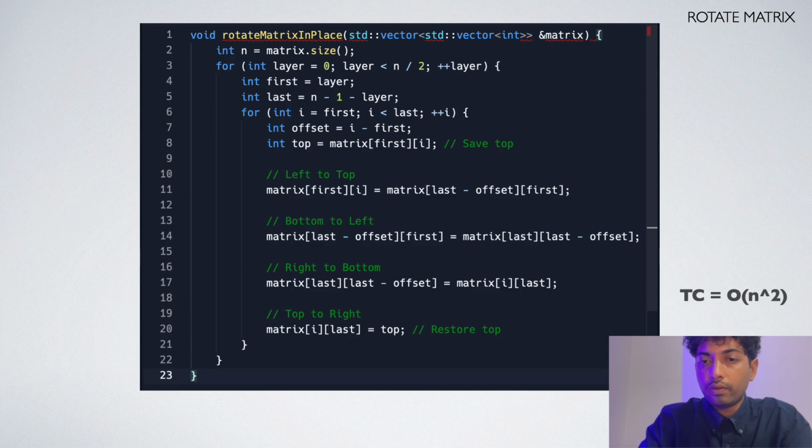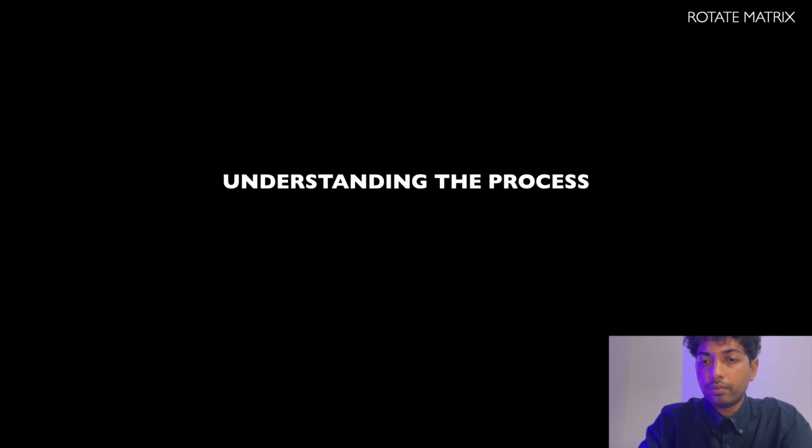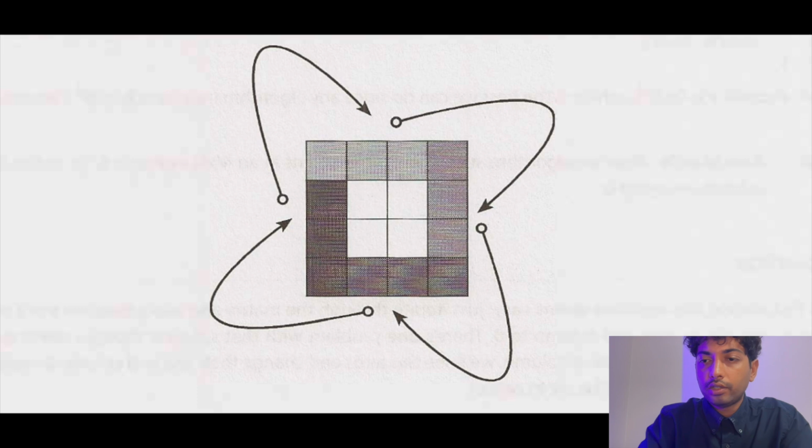To understand how it works, let's visualize a 3 by 3 matrix. For each layer, we take 4 elements from the top, right, bottom, and left, and rotate them in place. By iterating over the matrix in layers, we ensure that every element is moved to its new position with minimal complexity.